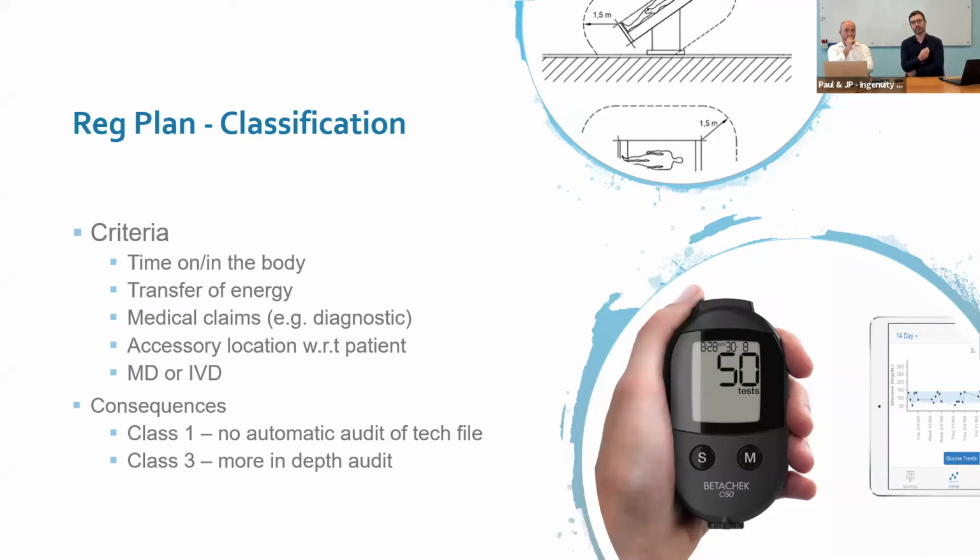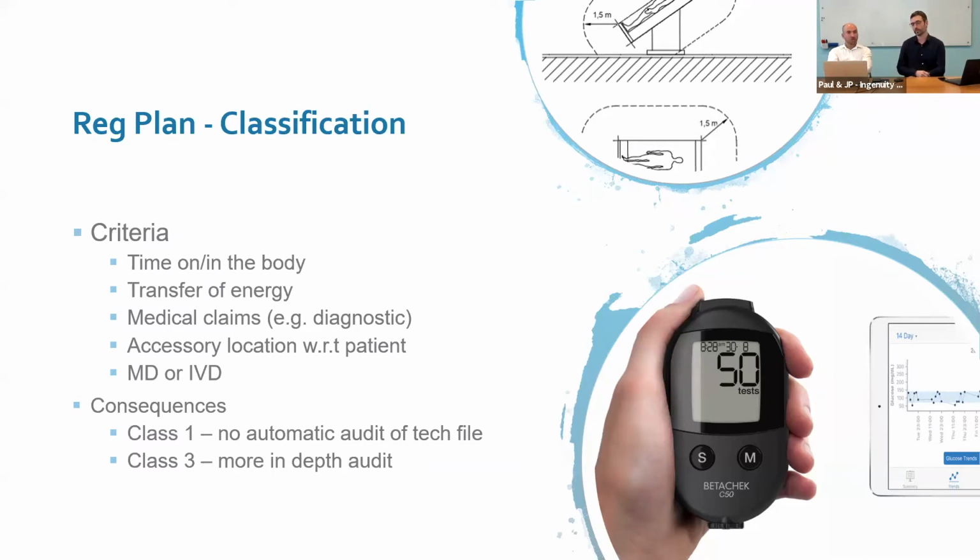But some of the things that you can bear in mind from a design perspective to help you in this is the classification of your medical device will depend on some criteria, such as time in or on the body, whether it transfers energy in or out of the body. A lot of it depends on the claims that you're making, whether it's diagnostic or therapeutic. How does the performance function? Whether any accessories are located within the patient environment, defined as 1.5 meters from the bed in Europe or 6 feet in the States. Whether it's a medical device or an in vitro diagnostic device, it falls under different regulations. So there's a lot to consider there.